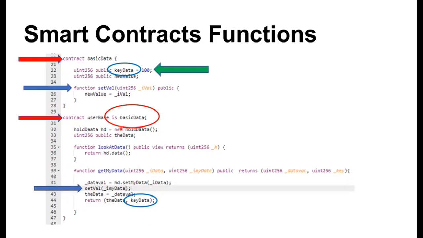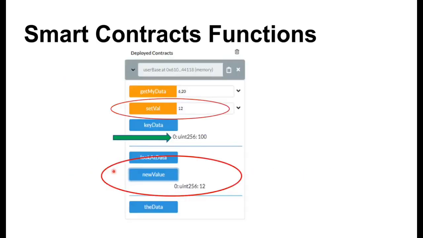Also, we can add to it. So user base is not an exact duplicate of basic data. It also has new functions and new data that we are adding to it. So we can add other public integers and other items in here, and that is the polymorphism.